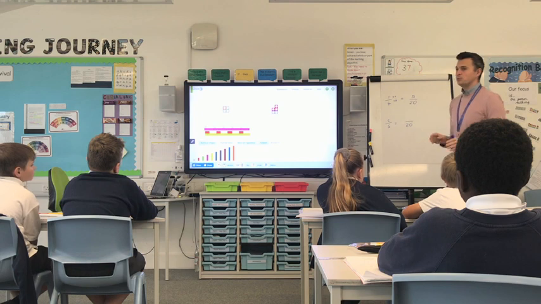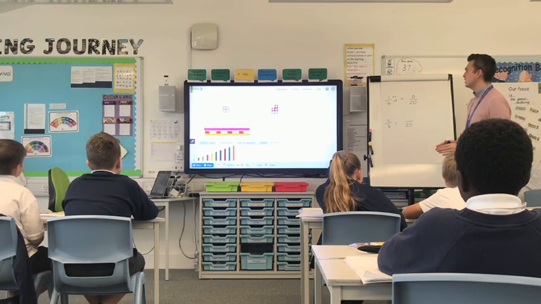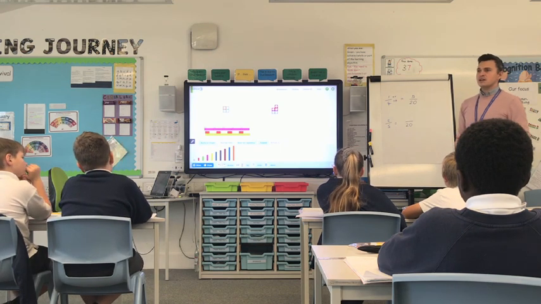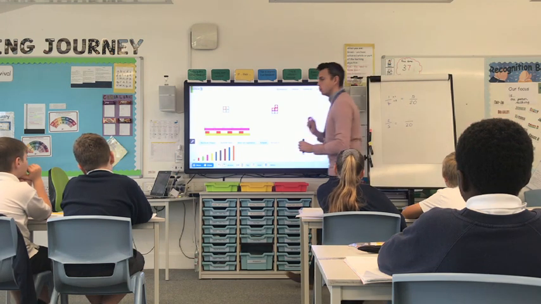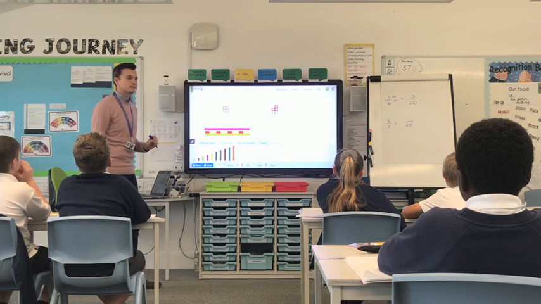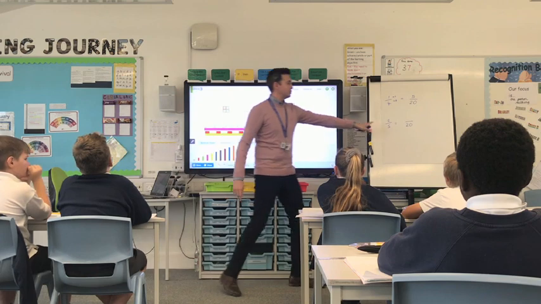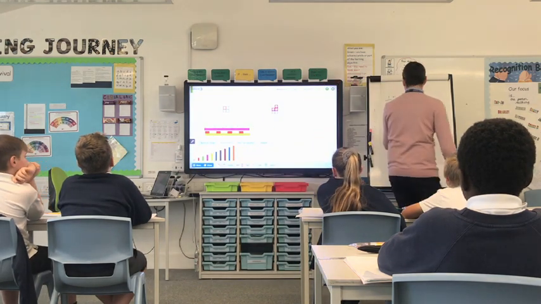So we can check it using our Cuisenaire rods as well. If we apply that same strategy that Jensen's used for the quarters to the fifths, somebody else give me that knowledge. I want somebody on this side of the room to come up with that. So if I'm doing fifths, what do I need to do to my fifths to get to 20? Grace? Times it by 4.